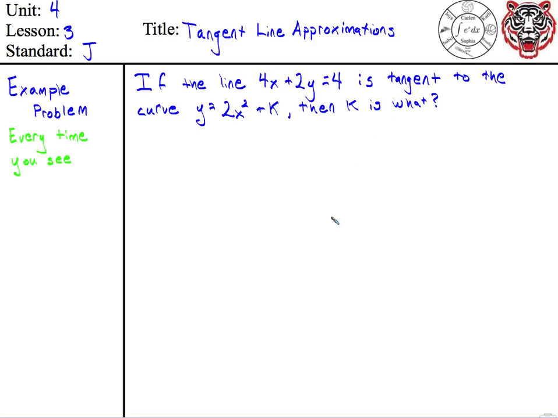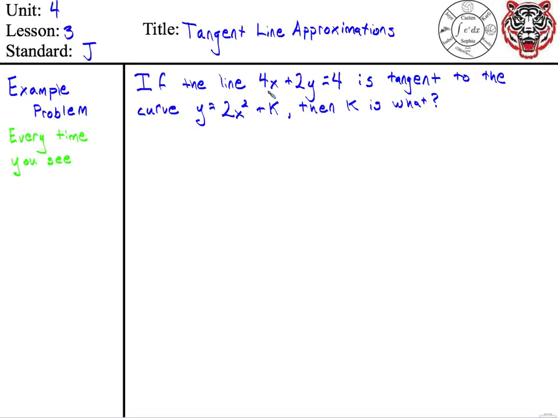All right, so we have the setup written down already. Let's knock them down. So if the line 4x plus 2y equals 4 is tangent to the curve y equals 2x squared plus k, then k is what? So let's go ahead and dissect this problem, and then we can go ahead and start solving it.